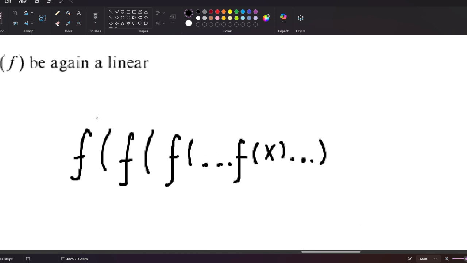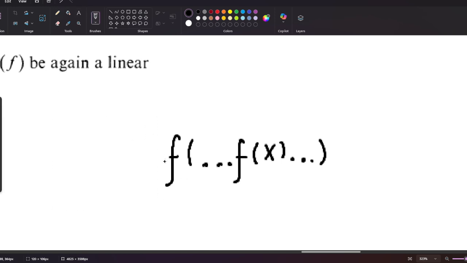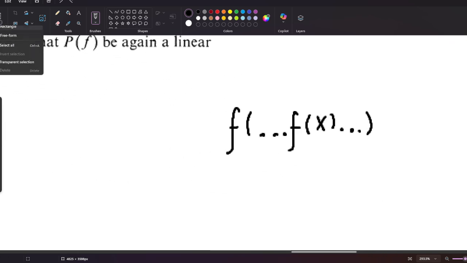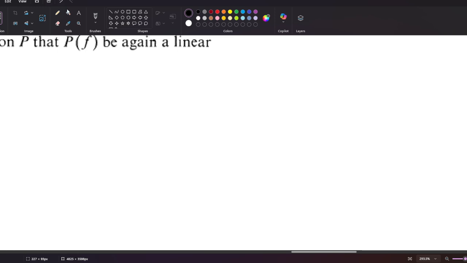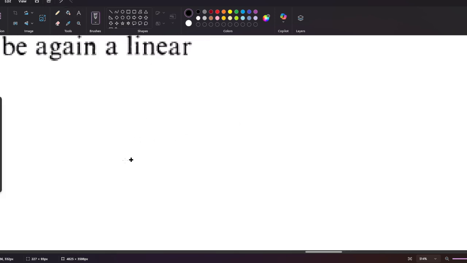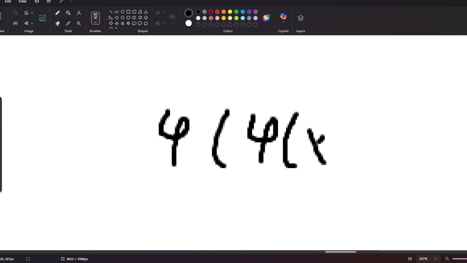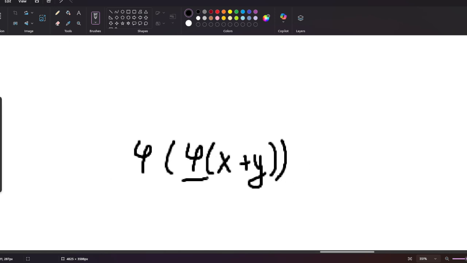Okay, let's just tone it down like this. Then essentially, this entire function is gonna be linear. Now let me show that real quick. Let's take some function phi and input phi of x plus y here, and let's say that phi is a linear function.